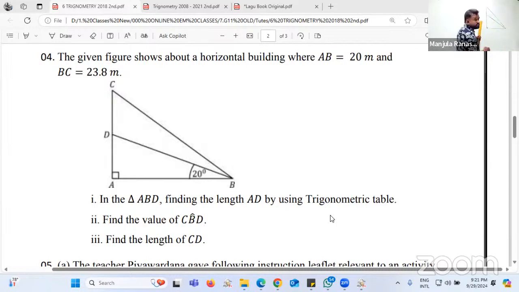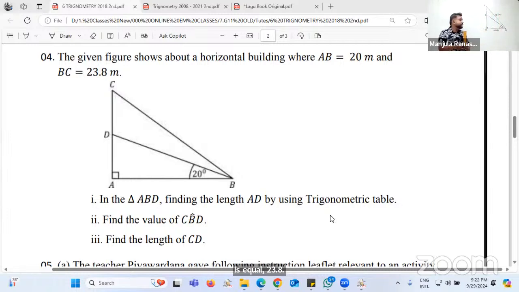Here A, B, C, D, and here a 20 degree angle. Okay, then we will check. The given figure shows a horizontal building where AB is 20 meters, and BC equals 23.8 meters.